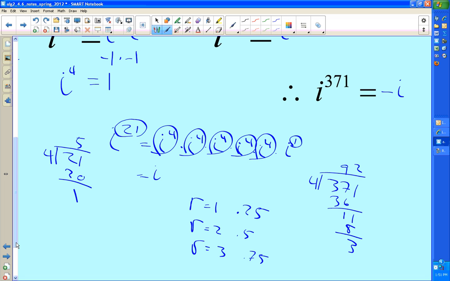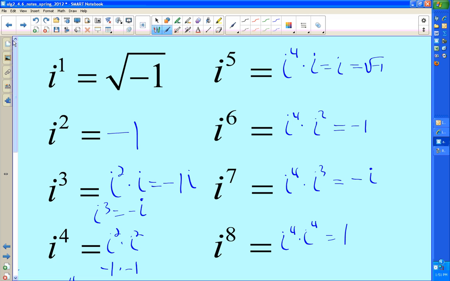So no matter what the power is on i, if you divide it by 4, the remainder is always 0 through 3, because this is a pattern of 4. On the first, second, third, fourth, then we repeat. Why do we repeat? Because we have a group of 4, and what is i to the fourth equal to? 1. So we take 4 of the i's away, what's left? There's an i to the first. We take 4 of the i's away, what's left? i to the second.